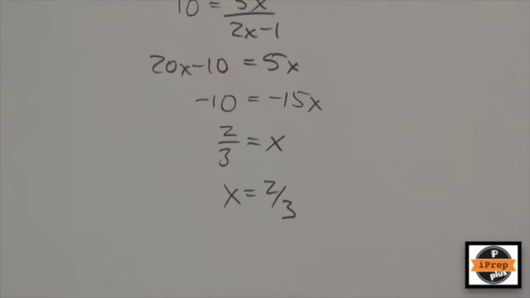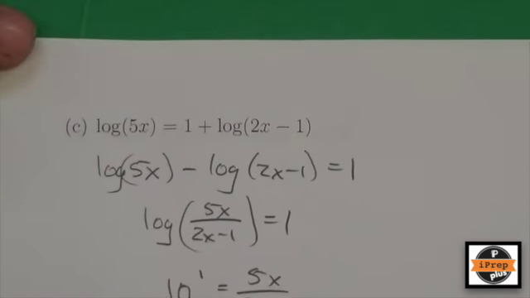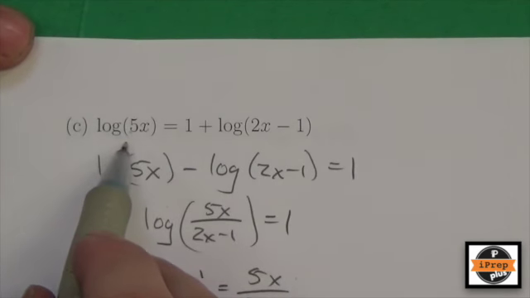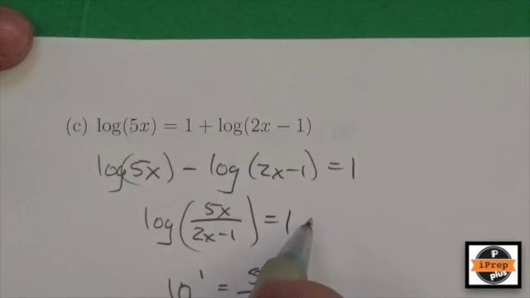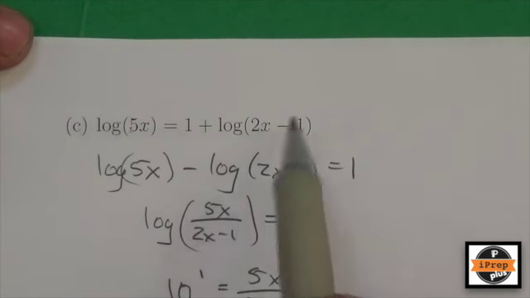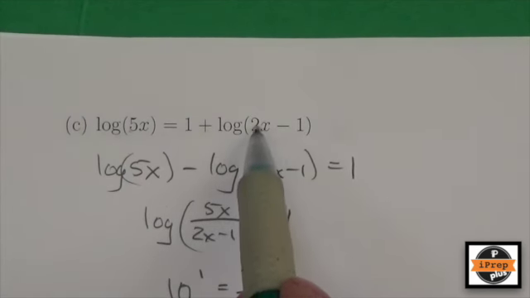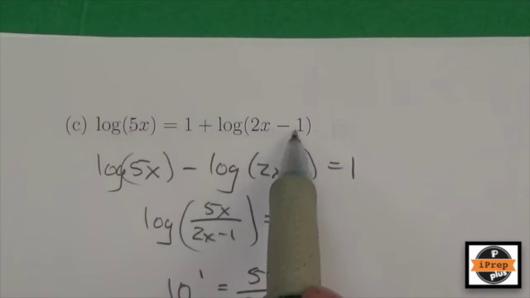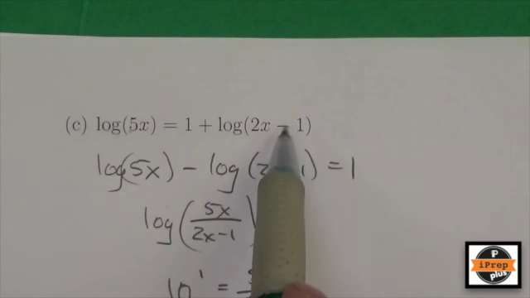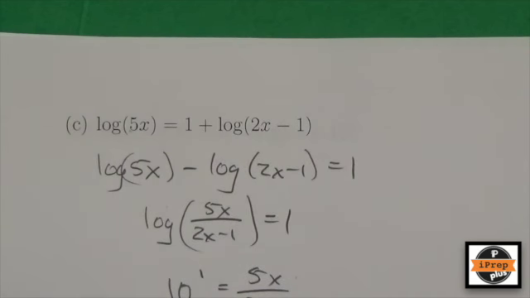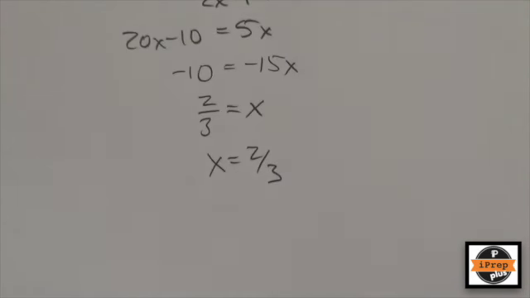So now go back up to the original expression here. Does 2/3 work? 5 times 2/3 is going to be 10/3. That is okay. That's a positive number. I can take the log of a positive. 2 times 2/3 is going to be 4/3. 4/3 minus 1. That is still positive. It's pretty close. It's only going to be 1/3 in there, but it's still a positive, so that still works. So that is an acceptable answer.